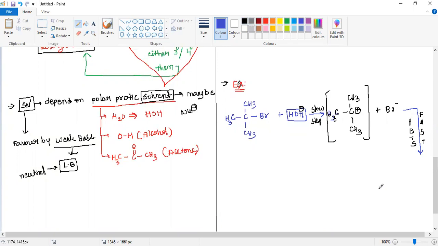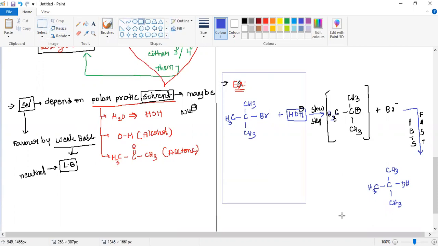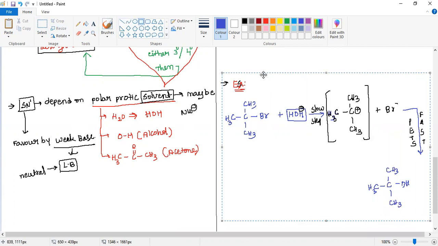So then how can we write CH3, CH3, CH3 OH. Okay, this is the fast step. Okay? Yeah beta, so this is the example. Clear? This one is a very good example, just follow that one.